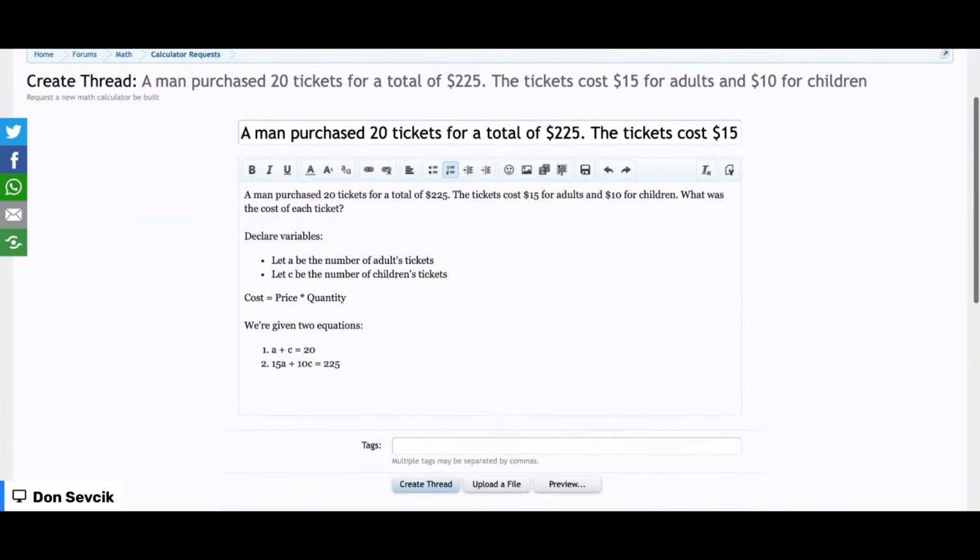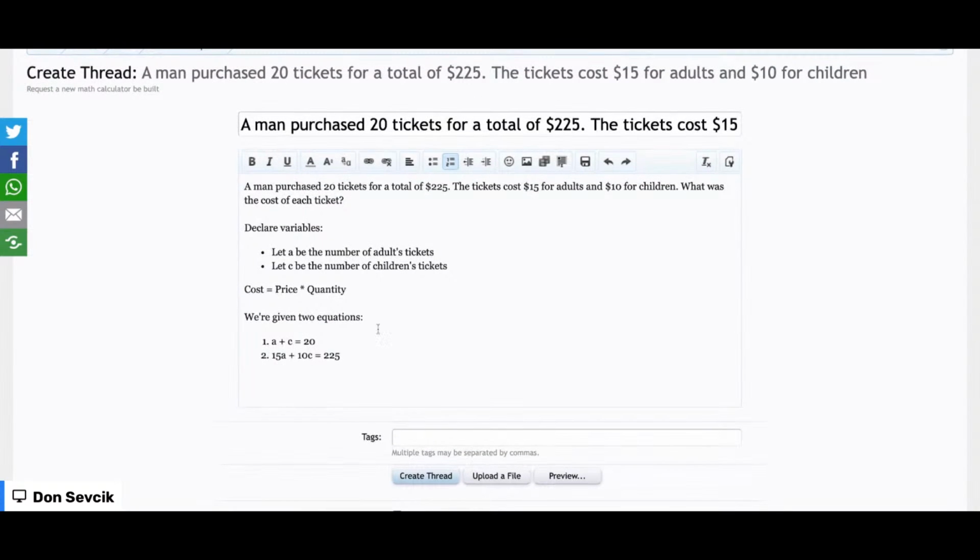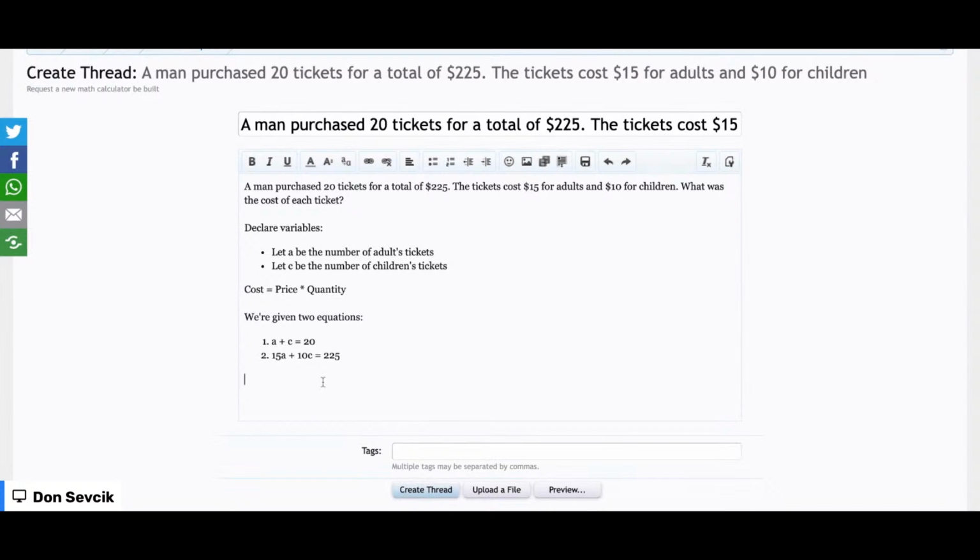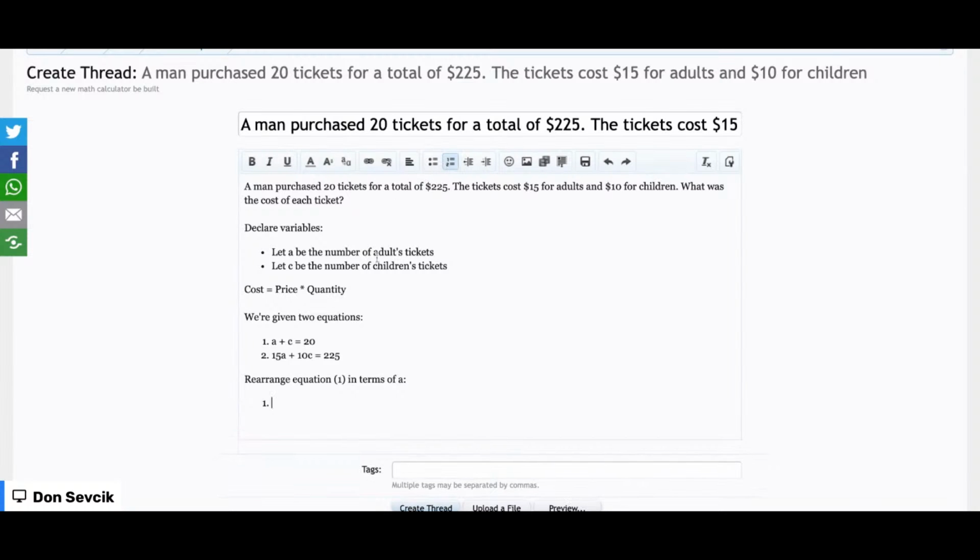All right. So there's three ways we can solve this equation. But I'm going to have to go off screen and do all three. So let's do the lazy way here. Rearrange equation 1, the cost of each ticket, in terms of A. So if we subtract C from each side, we get A equal to 20 minus C.